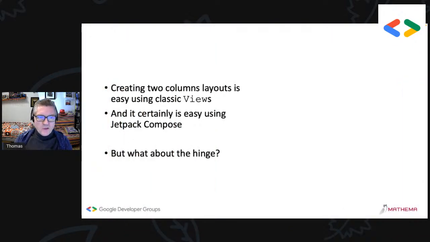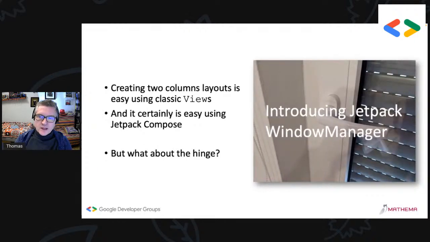Before we do that, creating 2-column layouts has always been easy using classic views, and it certainly is equally easy using Jetpack Compose. But the interesting question is, what about the hinge? How do we deal with it? How do we get its features? And what do we need to do to work around it? Fortunately, there's a library for that. It's called Jetpack Window Manager. It's part of the Jetpack library of components. And, well, let's see how it works.